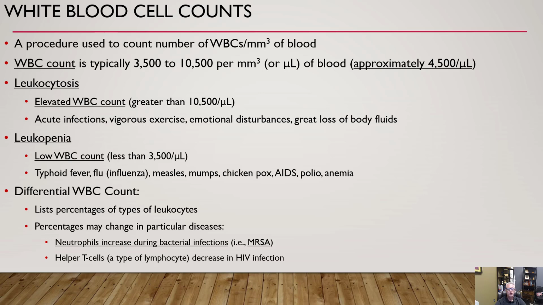So leukocytosis is just an elevated white blood cell count greater than 10,500. You'll see this with acute infections. If you do a lot of vigorous exercise, emotional disturbances.